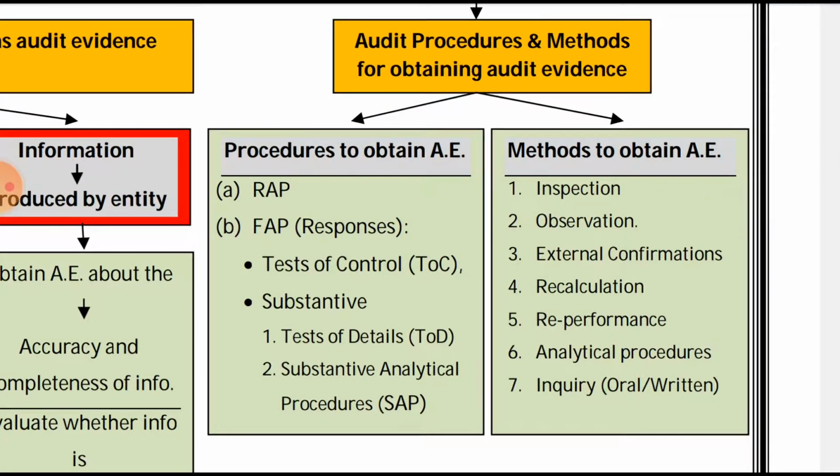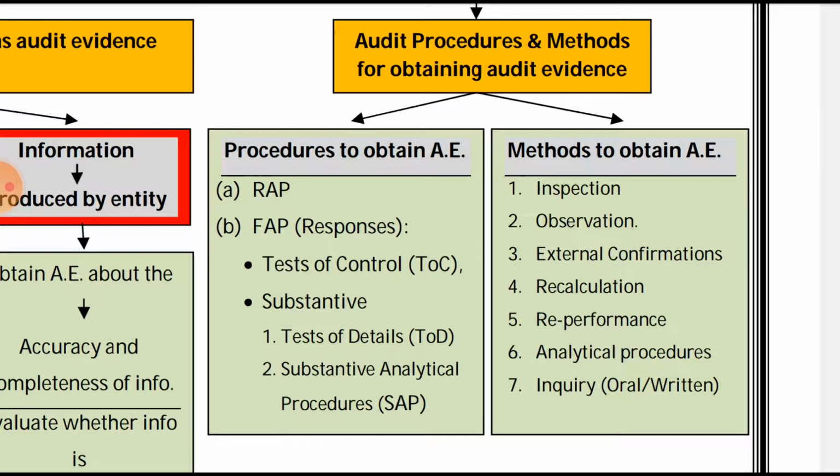Then the third part, that is audit procedures and the methods for obtaining audit evidence. So what are the audit procedures to obtain audit evidence? First, risk assessment procedure. Second, further audit procedure, that is the response to the risk assessment. It is divided into two, that is test of control and substantive procedure. Substantive procedure is further divided into test of details and substantive analytical procedure.